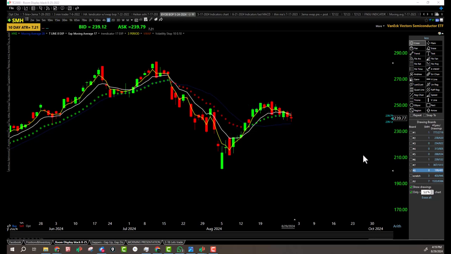All right, so we got SMH in an uptrend, precious metals in an uptrend. We got USO in an uptrend. Nat gas is not in an uptrend. We got 4 of the Fab 5 in uptrends, and the 5th one, IWM, is acting like a bull, but it's still in a downtrend, technically, air quotes there. Okay, let's take a look at XLK.